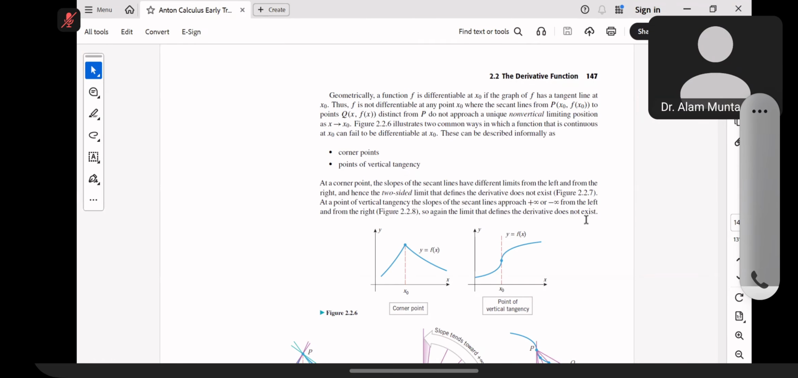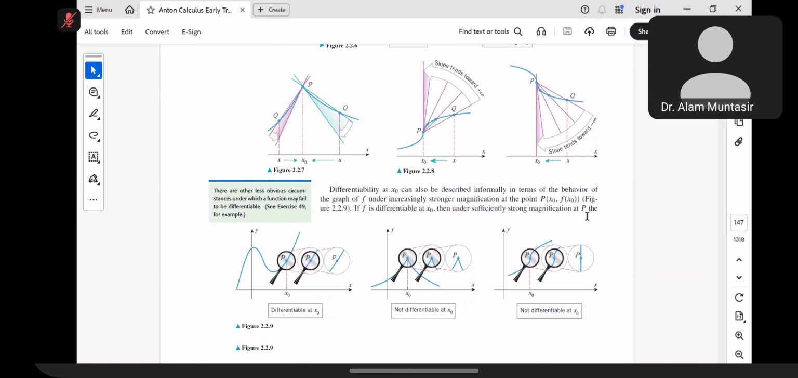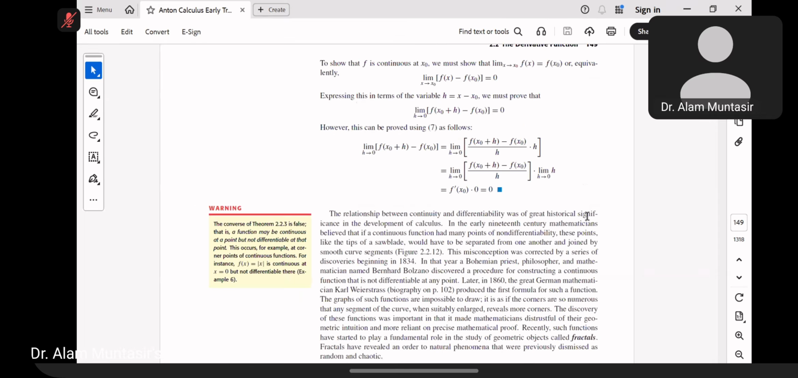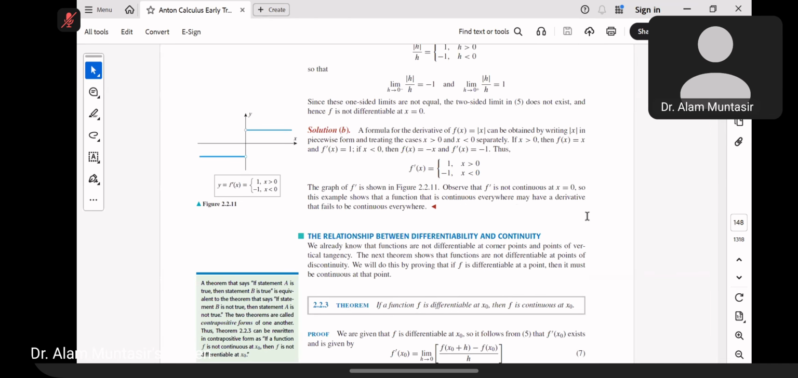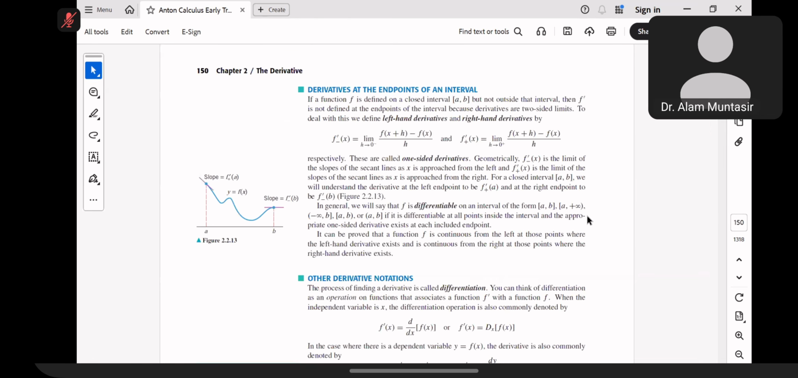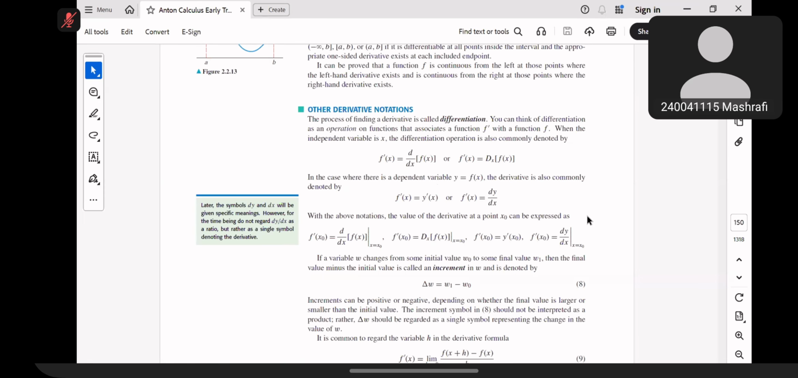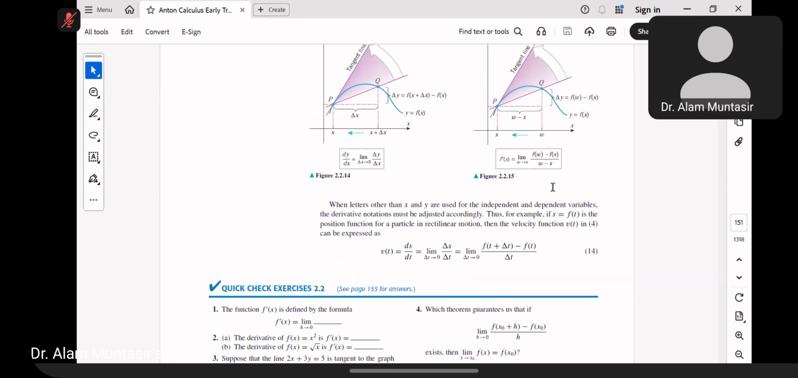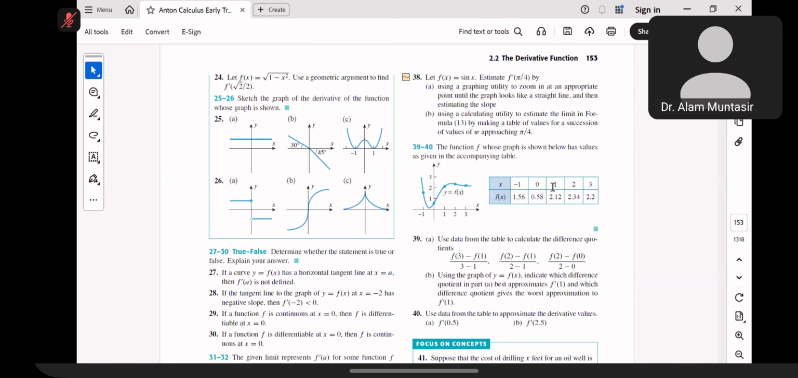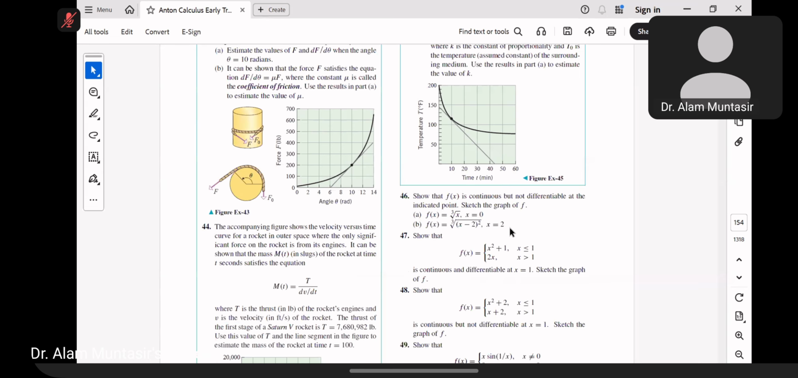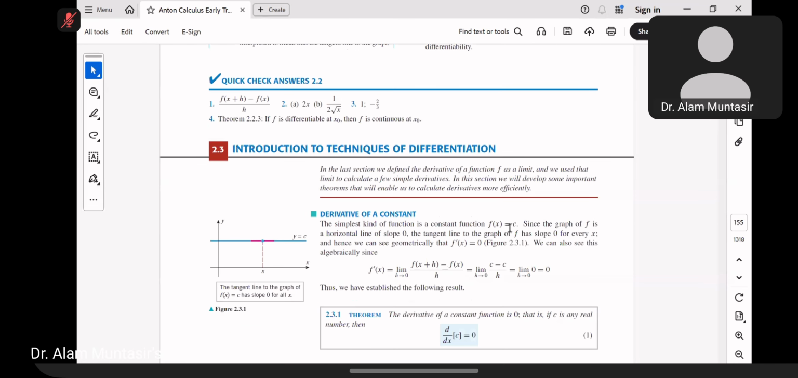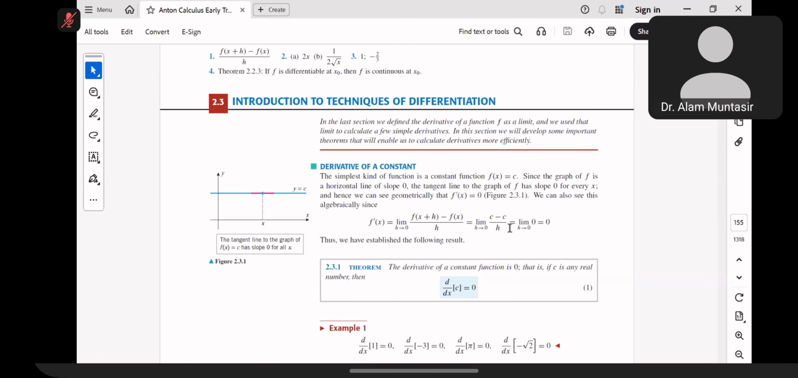Corner points and points of vertical tangency. Maybe these topics were discussed, right? Yes, sir, they were discussed. I think chapter 2.2 is done. Please confirm whether I have completed the chapter or not. Yes, sir, it has been completed, but we did not do any exercises.